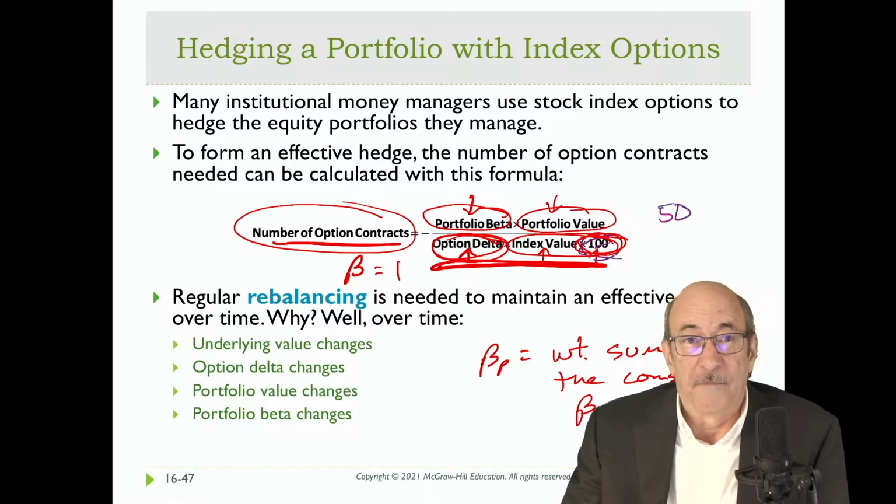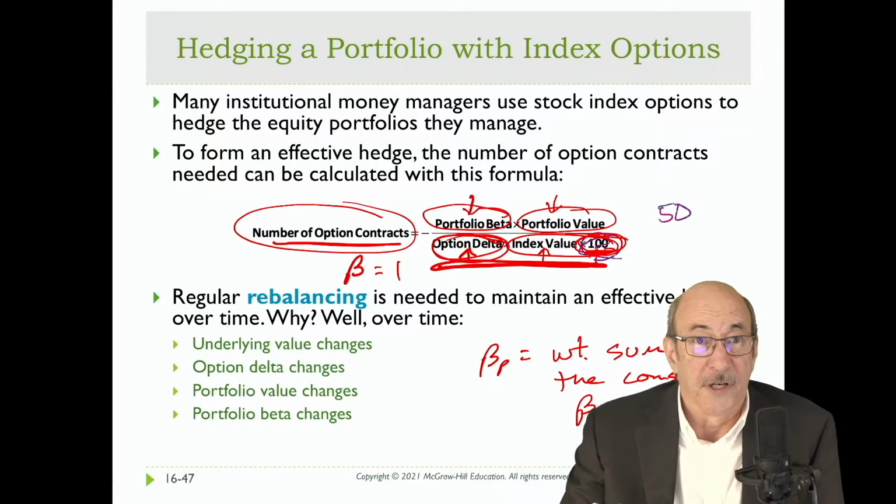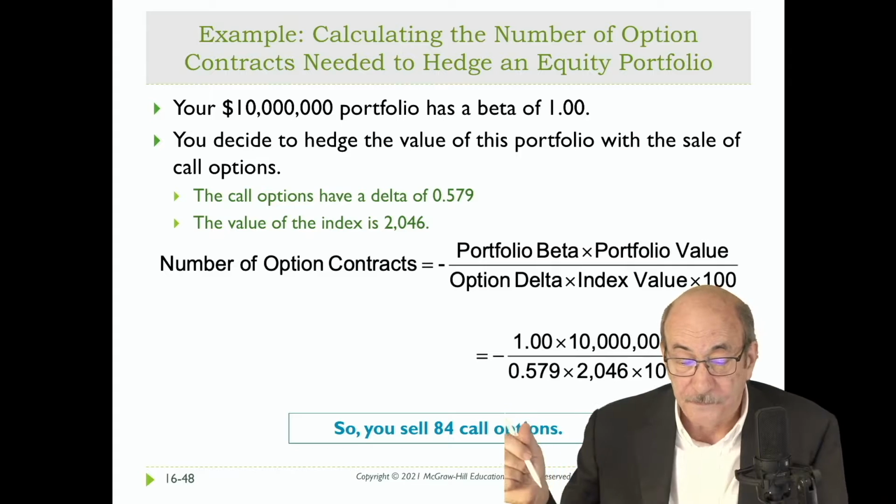You could have a big contract, for instance, the S&P 500 large contract on the CME Group exchange is $250 times the level of the index. So also recognize that that 100 is not written in stone. That varies with the particular index option that we're using.